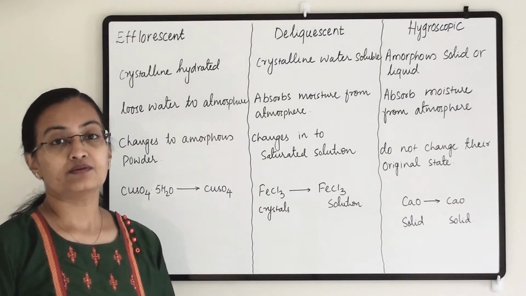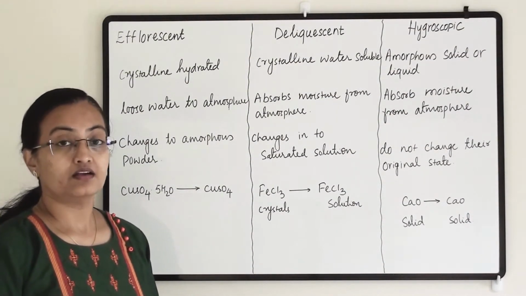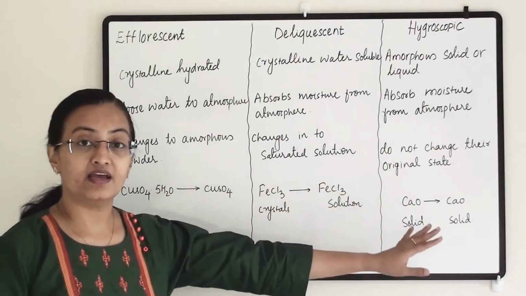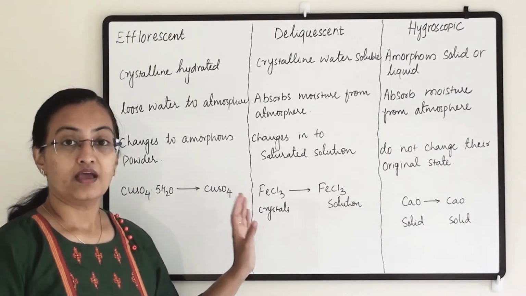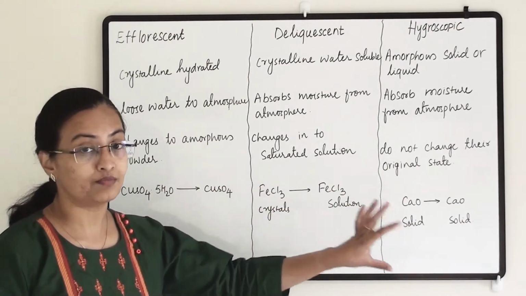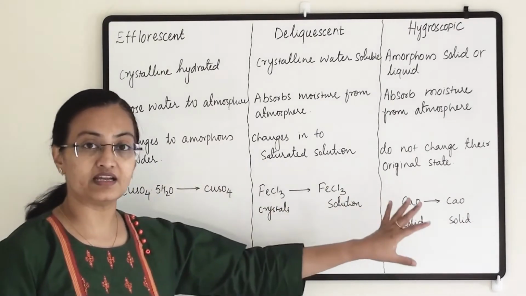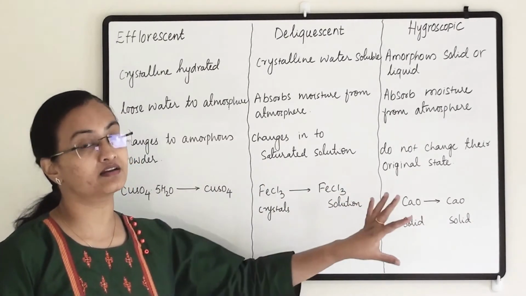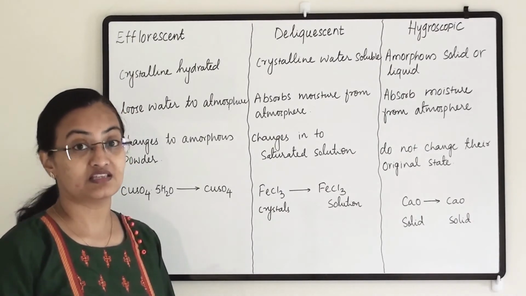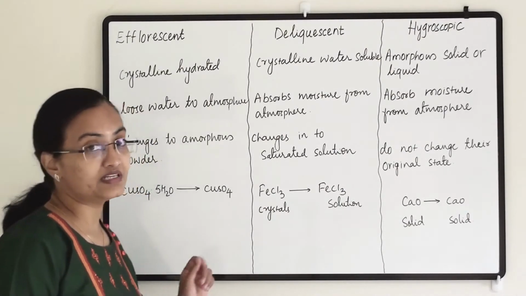There are three types of crystals. They are termed as efflorescent substance, deliquescent substance, and hygroscopic substance. According to their nature, we have given them a special name, efflorescent, deliquescent, and hygroscopic, but ultimately they are crystals only. So based on which characteristic we have given them a separate name, that we will discuss now.